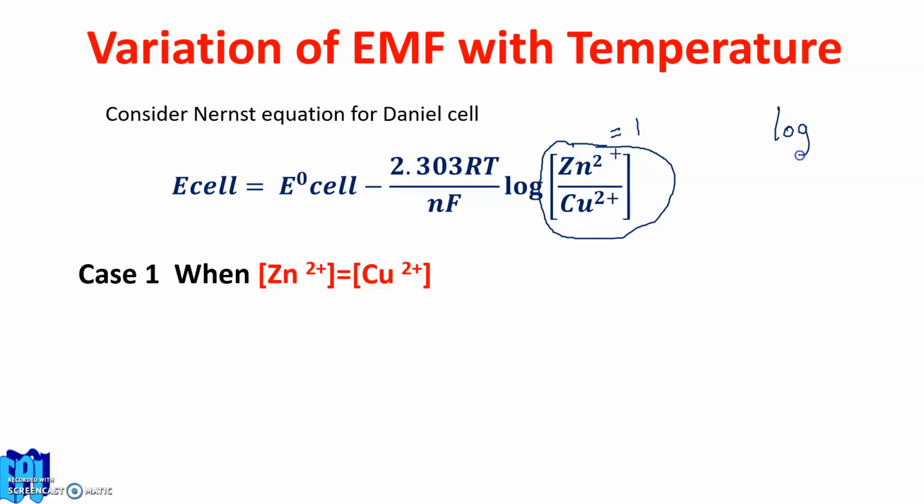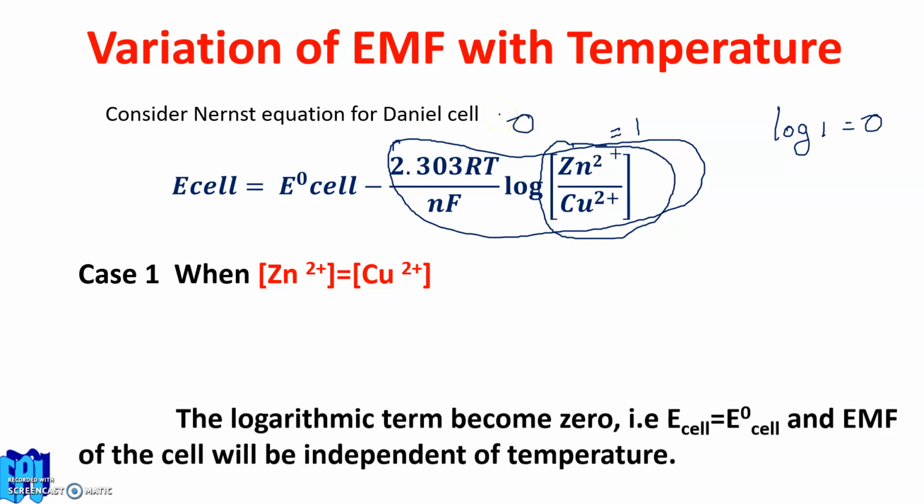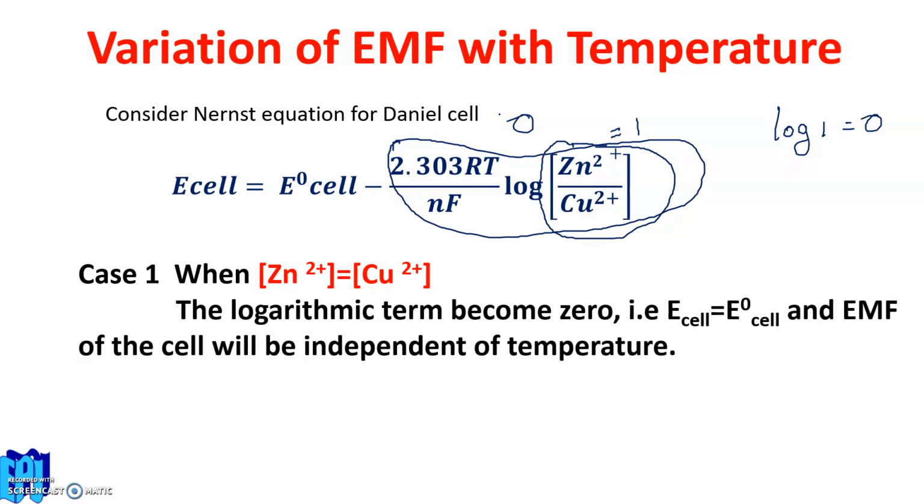What is the value of log 1? Log 1 is equal to 0. If log 1 is equal to 0, the minus 2.303 RT by nF term becomes 0. So what will happen? We get E cell equal to E0 cell. That is, the logarithmic term, log of Zn2+ by concentration of Cu2+, becomes 0, and E cell is equal to E0 cell in that situation.